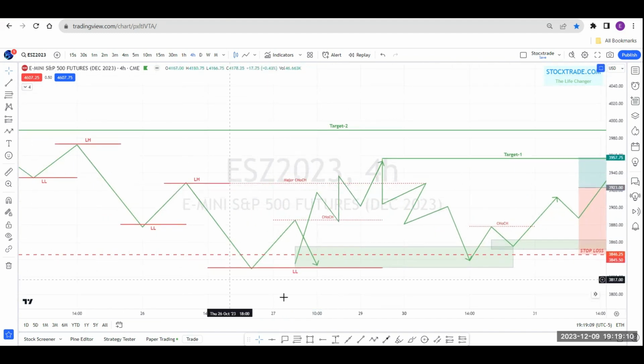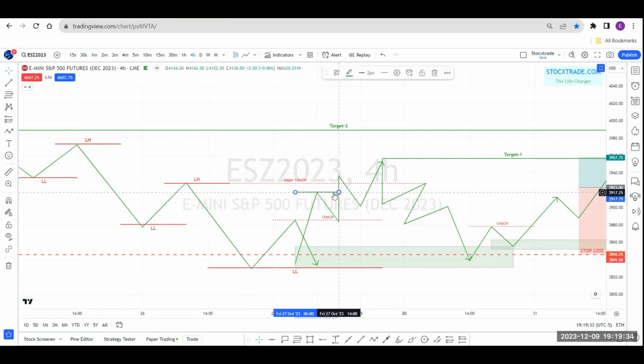The change of character is basically the reversal area. Try to understand this. The change of character is basically the first point where you can see that the market is trying to reverse. Then what is this?